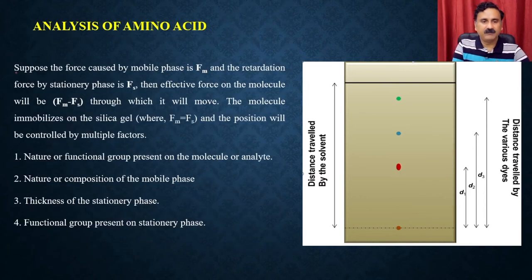Now, suppose the force caused by the mobile phase is Fm and the retardation force by the stationary phase is Fs. Then the effective force on the molecule will be Fm minus Fs. This is what I was trying to explain, right? If this is the spot, you are going to have the upward force, which is called Fm, the force by the mobile phase, whereas it is going to have the retardation force caused by the stationary phase, which is called Fs. So this molecule is going to run effectively by a force of Fm minus Fs.